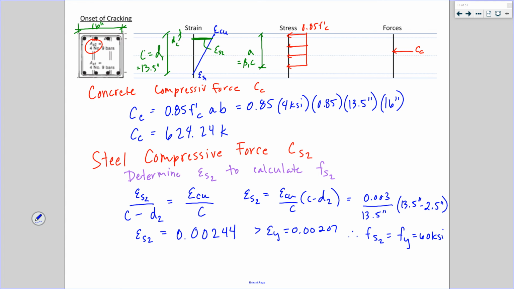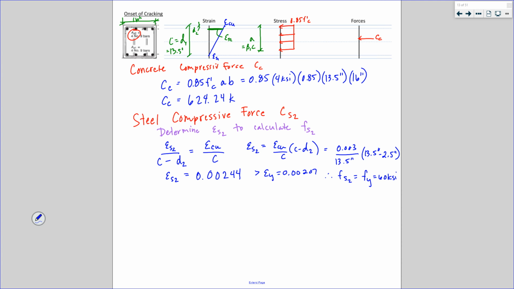Concrete or my steel compressive force, if you remember. Why is this? See, if you take compression steel, you do your stress in your steel minus 0.85 f'c. If you don't remember why, go back and review the compression.